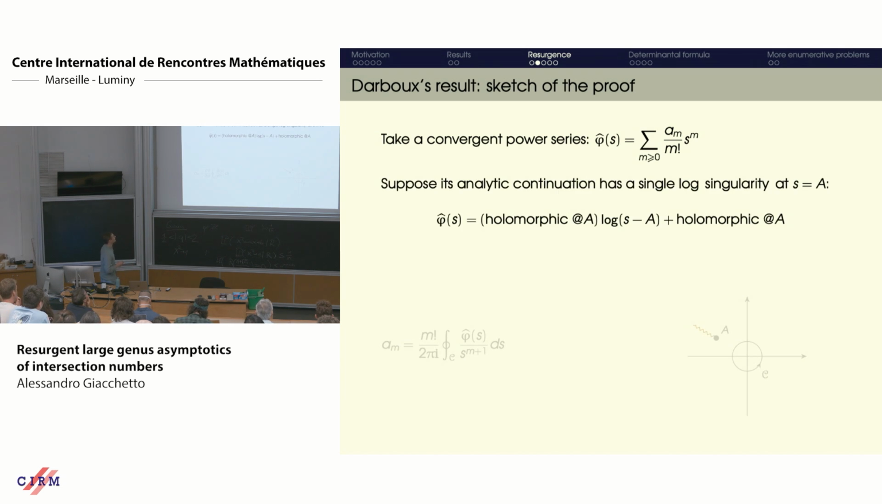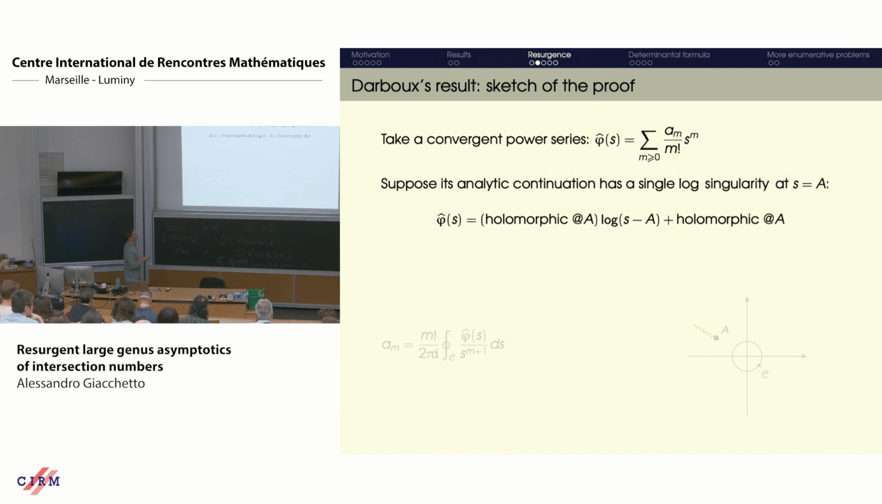And suppose that when you take the analytic continuation of this convergent series, you have only one singularity, of logarithmic type, located at s equal to a. What I mean by having a logarithmic singularity is that you can express this function phi hat as a logarithm of s minus a times a holomorphic function at a, plus possibly another holomorphic function at a as well. So this equation here is what I mean by having a logarithmic singularity at a.